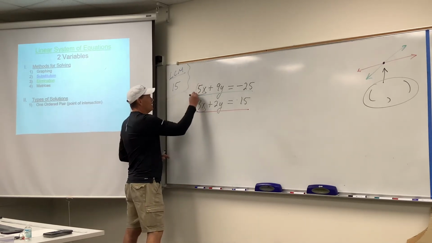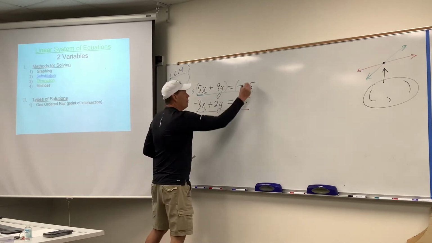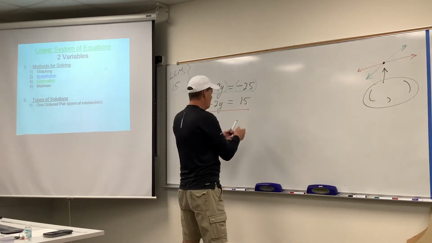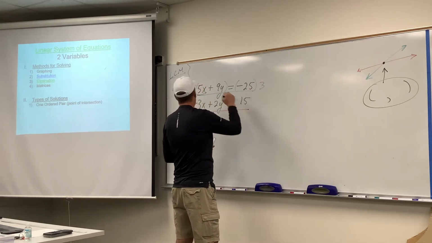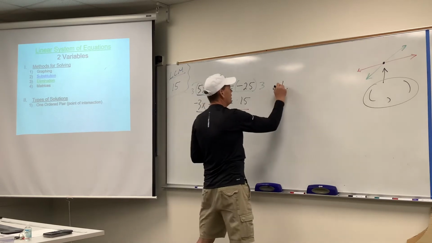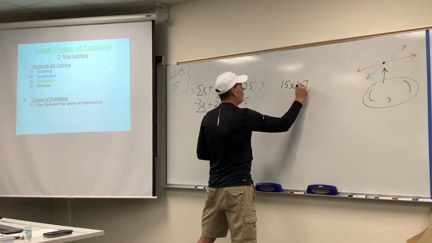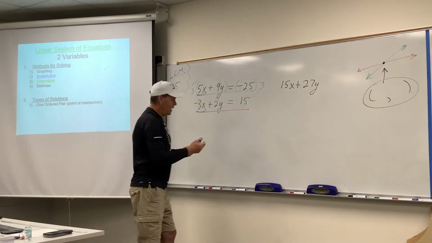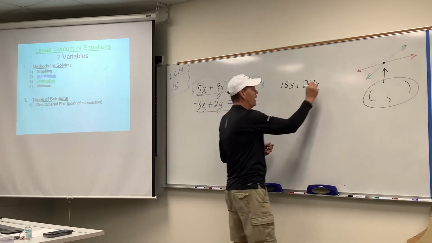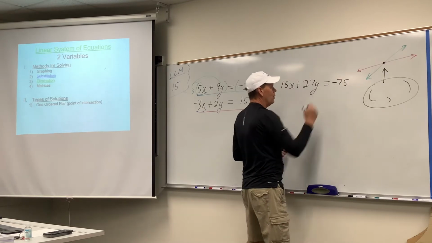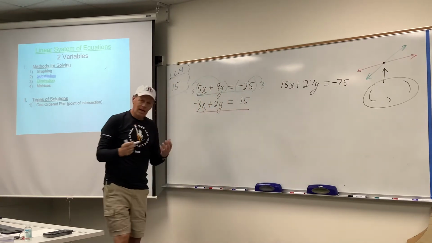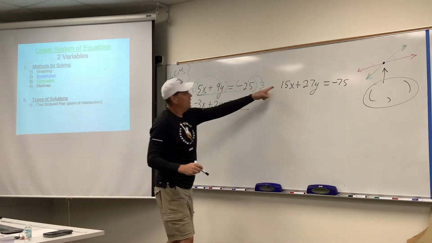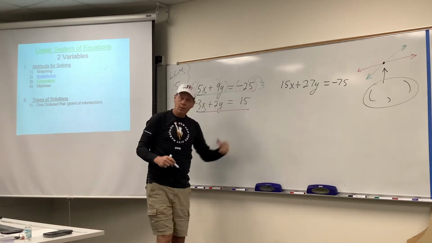So, how about a 3 on this one? Remember, the goal is to generate a 15x. So if we distribute 3 on both sides of that top equation, we will get 15x plus 27y, make sure we distribute it to every term, and then on the other side we have negative 75. Make sure you multiply it all the way through on both sides. In algebra, you're doing the same thing to both sides of an equation. This new equation is algebraically equivalent to the other one.